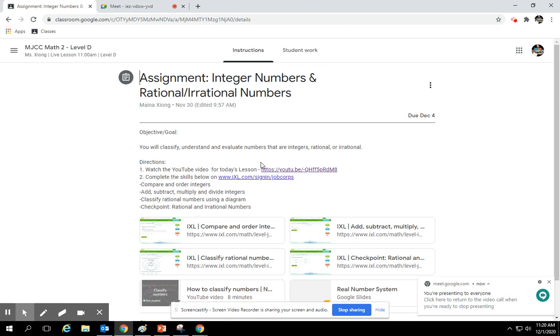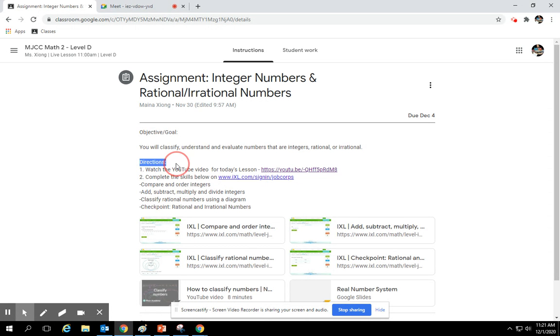All right, the first one is called Integer Numbers and Rational or Irrational Numbers. So, the objective or the goal for today is that you will classify, understand, and evaluate numbers that are integers, rational numbers, or irrational numbers.